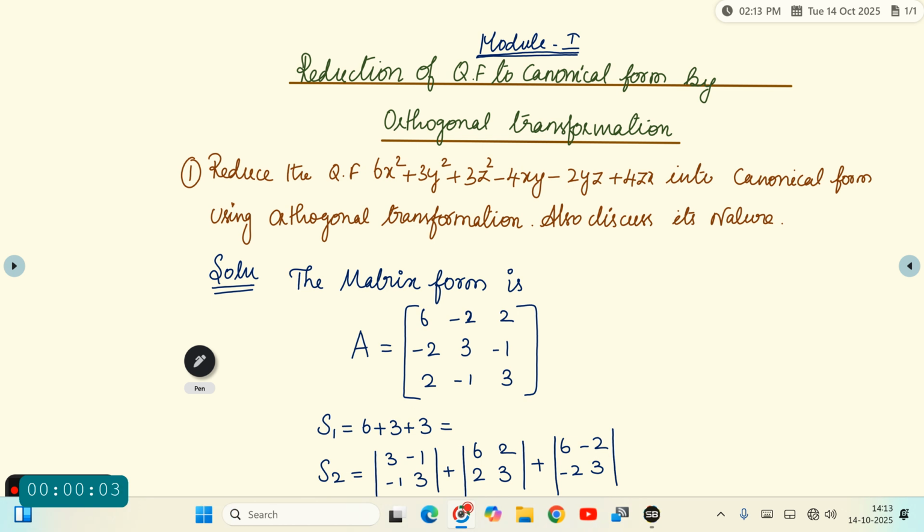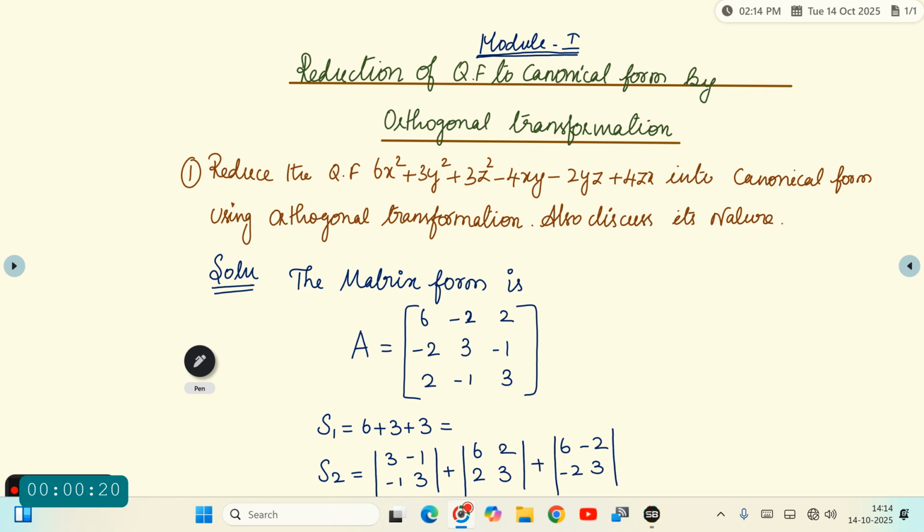Good morning, students. Today I am going to give a lecture about how to reduce the quadratic form to canonical form by using orthogonal transformation. This is under module 1. We are going to see how to reduce the quadratic form to the canonical form.